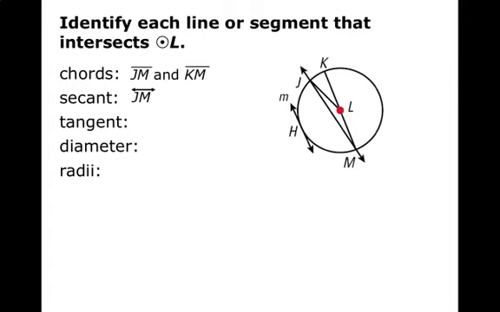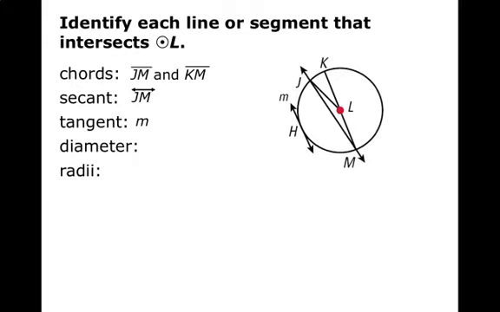So see if you can identify the tangent, remembering that a tangent is a line that intersects the circle at exactly 1 point. You should notice that line M is our tangent line. What would be the point of tangency for line M? Hopefully you would put that it would be point H, because H is that point of tangency.